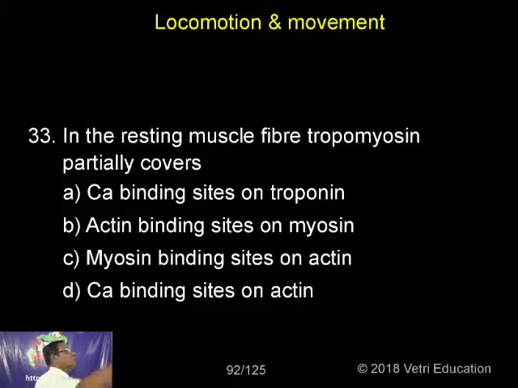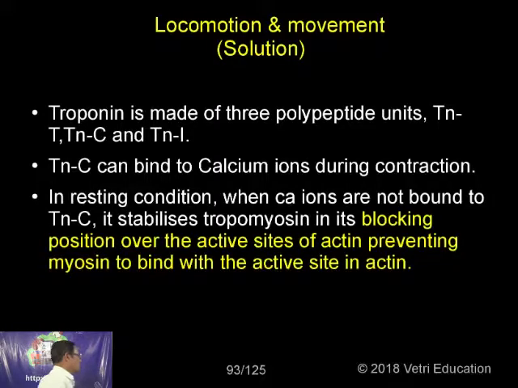Now in the resting condition, when calcium ions are not bound to TNC, it stabilizes tropomyosin in its blocking position over the active sites of actin, preventing the myosin from binding with the active site in actin. Troponin is made up of 3 polypeptides: TNT, TNC and TNI. TNC can bind to calcium ions during contraction.